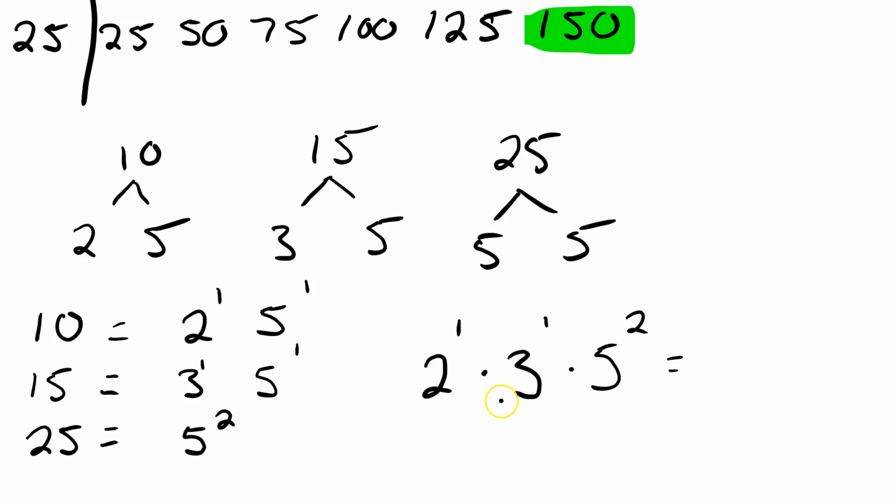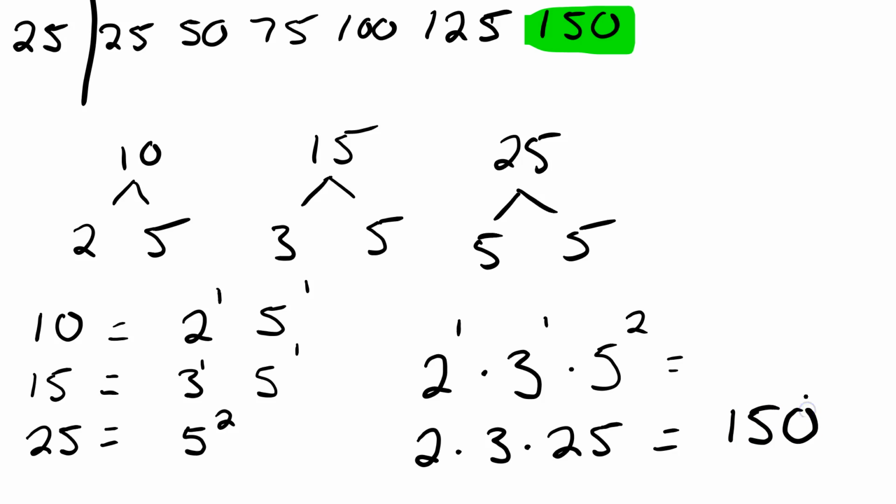2 to the 1 times 3 to the 1 times 5 squared. Now again, just a quick reminder that 3 to the 1 is 3, 2 to the 1 is 2, but 5 squared is not 10. It's not 5 times 2, but it's 5 times 5, which is 25. So you can actually read this as 2 times 3 times 25. And in that case, 2 times 3 times 25 is 150. So again, either method that you use gets you to 150. So you can use a list method or the prime factors.